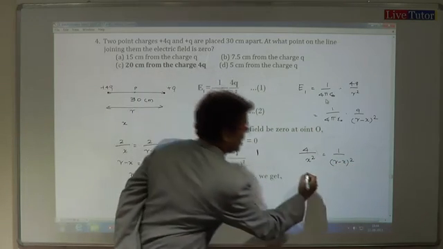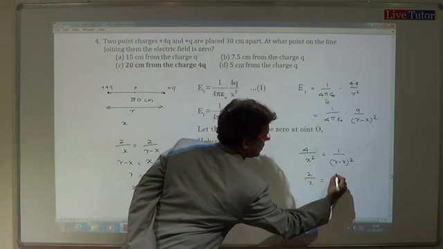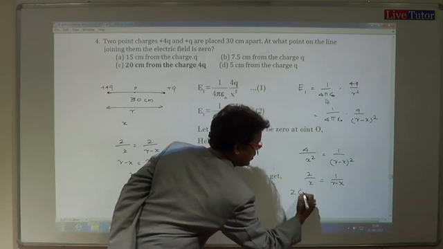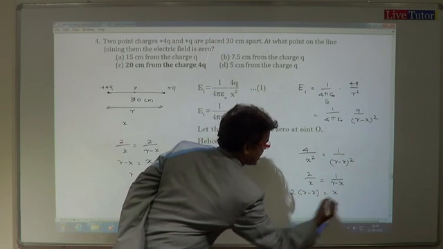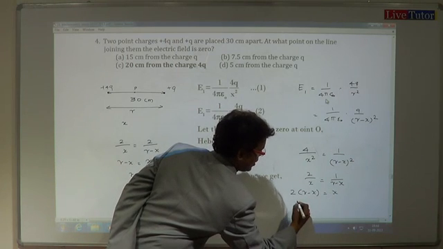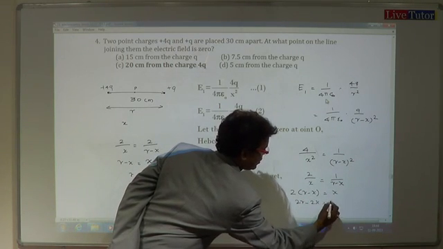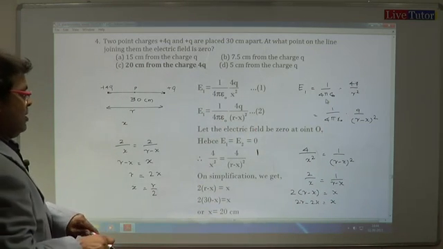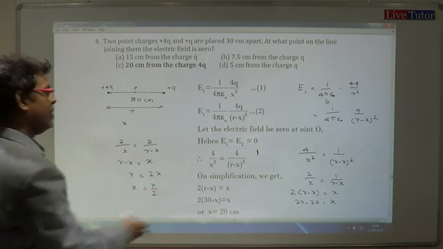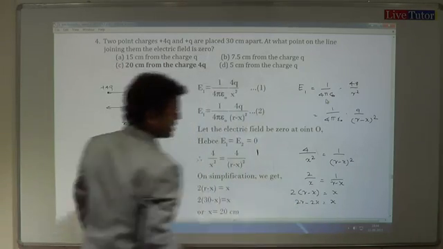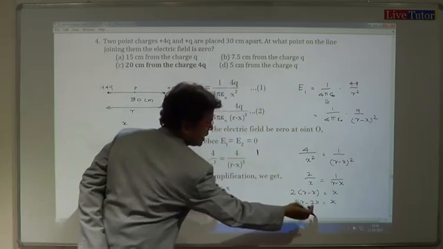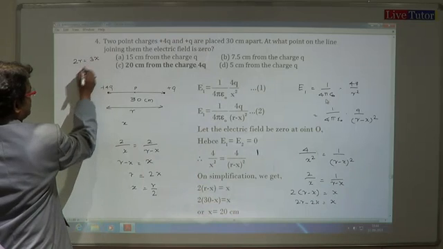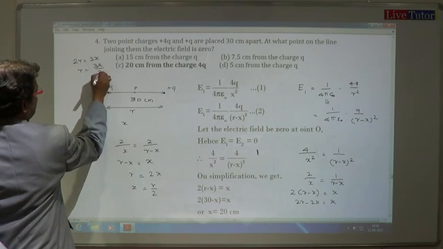Right, so it will become 2 by x is equal to 1 by r minus x. Cross multiply that: 2 into r minus x is equal to x, that is 2r minus 2x is equal to x. Or you can straight away substitute that value also, both are the same only. So this way also we can do. It will become 3x, so 2r is equal to 3x. So r is equal to 3x by 2.